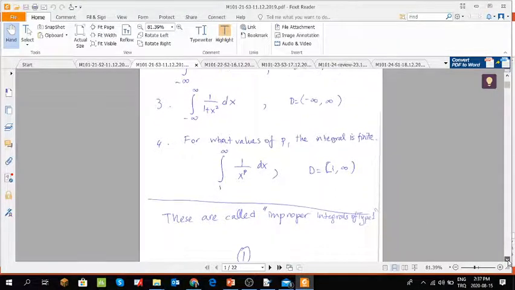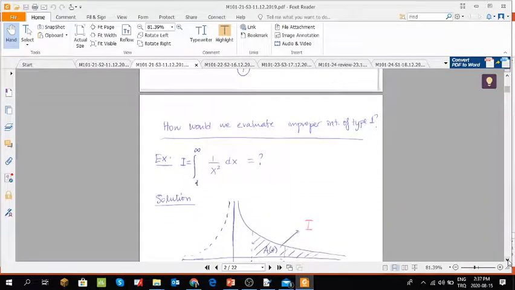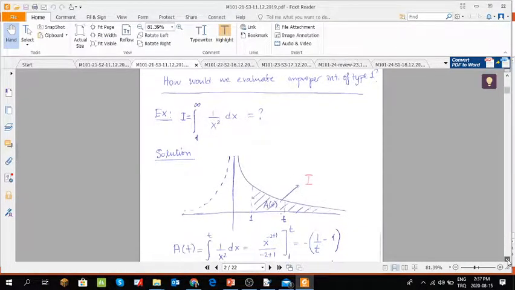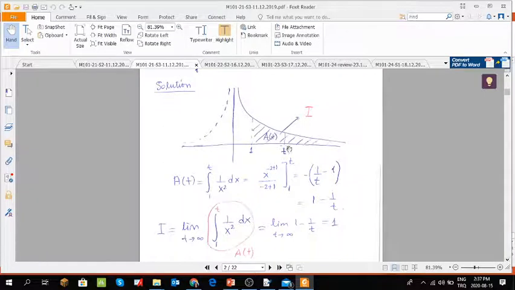So let's see, we want to find those integrals. How would you evaluate them? For example, the integral from 1 to infinity of 1 over x squared dx. As I told you, we are going to fix a t here, and we are going to call this region A of t. Actually, we are interested in all of this region's area. We want to know whether the area is finite or not.